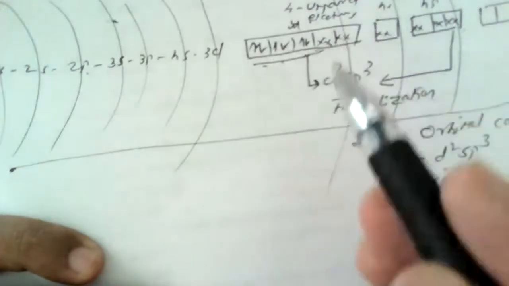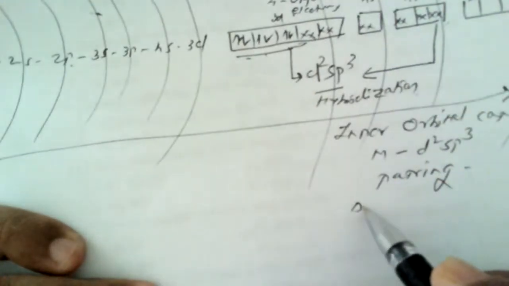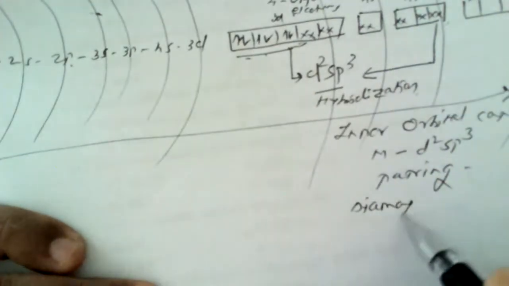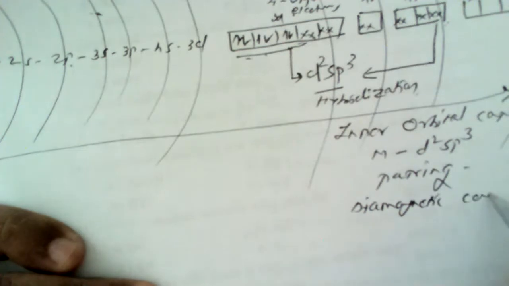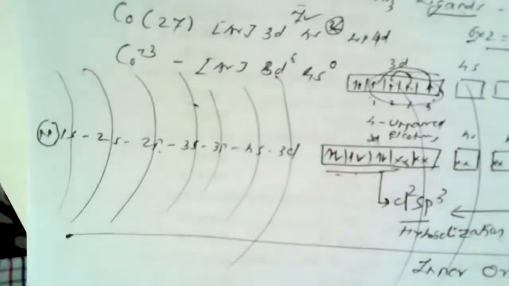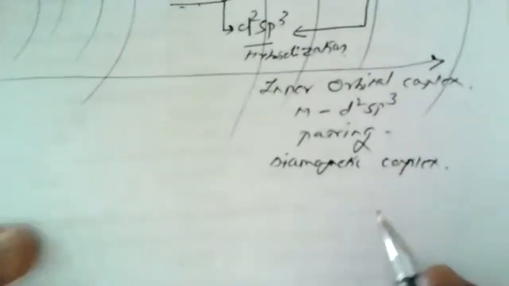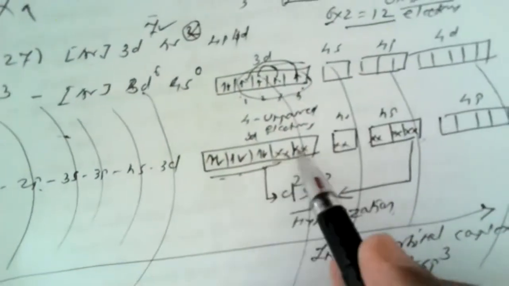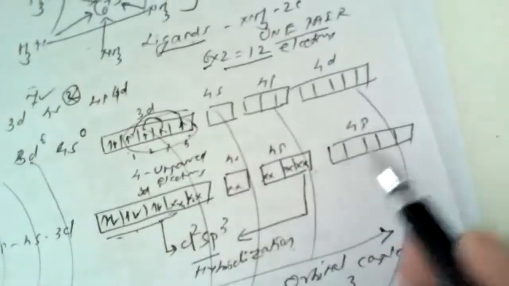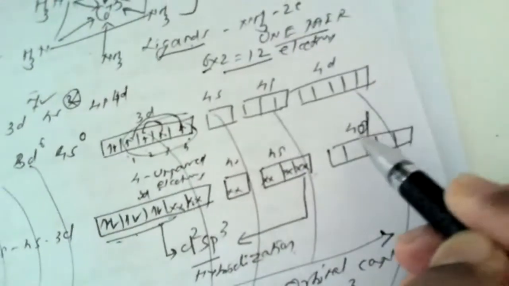So the number of unpaired electrons is 0, and such a complex is known as a diamagnetic complex due to the absence of unpaired electrons. So how can we define this complex? This complex is an inner orbital octahedral complex because it has used inner 3d orbitals for hybridization. Here, these are 4d orbitals, which are outside the nucleus or further away from the nucleus.